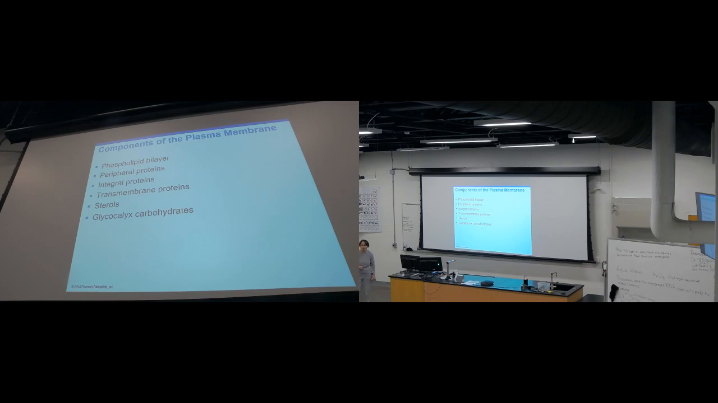Plasma membrane in animal cells or eukaryotic cells: you also have a phospholipid bilayer, which creates a selectively permeable membrane. You have peripheral proteins, integral proteins, transmembrane proteins, and you have a molecule in certain eukaryotic cells like sterols. In animal cells, you have cholesterol, and in fungi, you have ergosterols. And then you have the glycocalyx carbohydrates.